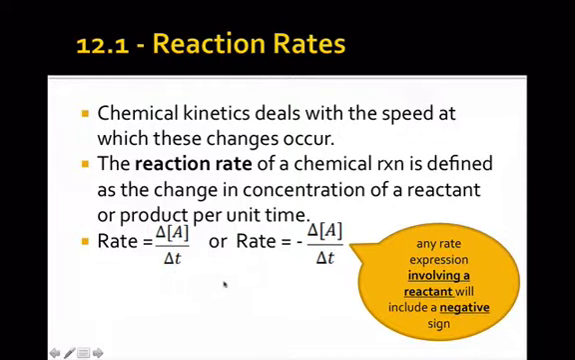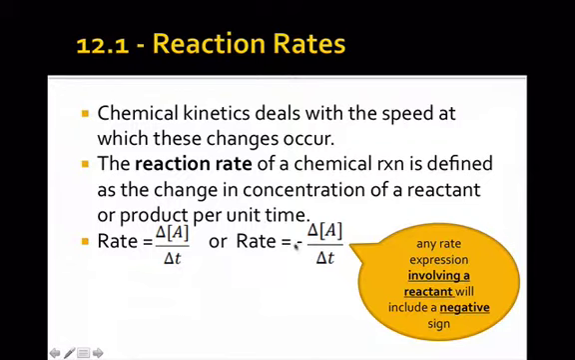Okay, so chemical kinetics deals with the speed at which these changes occur. So we want to know how fast do they go, and that's kind of the reaction rate. The reaction rate of a chemical reaction is defined as the change in concentration of a reactant or product per unit of time. So looking at these formulas right here, here's the rate. It's equal to the change in the concentration. And this A can either be the product or a reactant over a change in time.